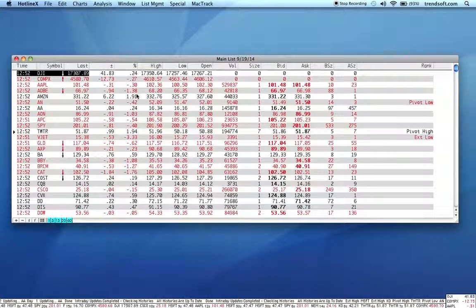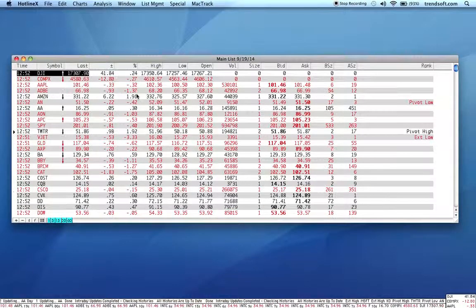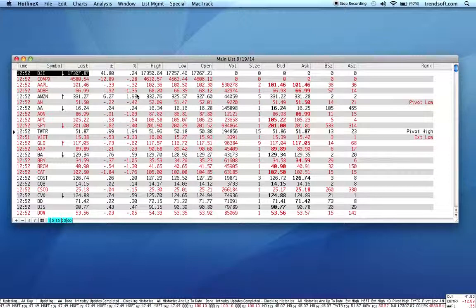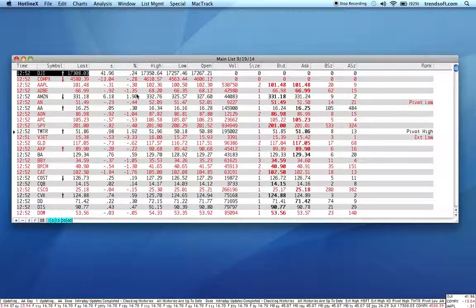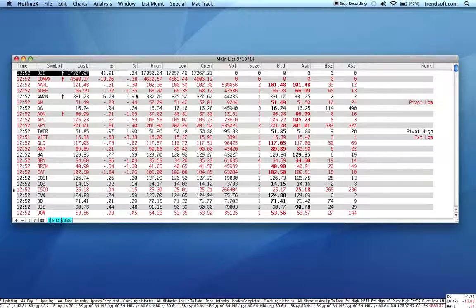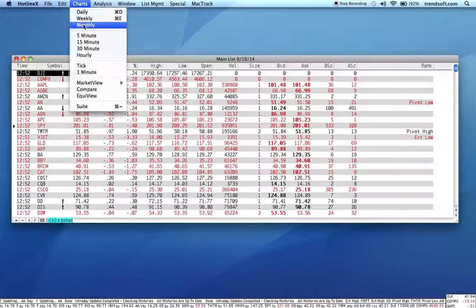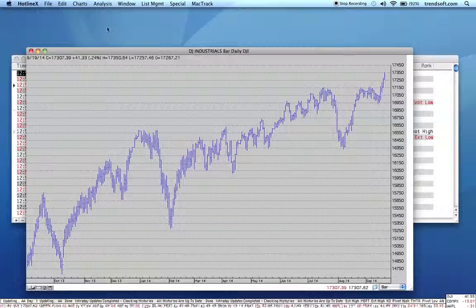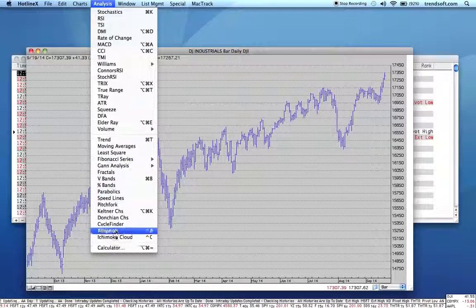Today we will be learning about a Japanese charting system called Ichimoku Cloud. We are using Trendsetter Software's Hotline X to demonstrate the system. It is also available in Personal Hotline for those that do not need real-time streaming charts. Let's bring up a daily chart here and add the cloud to it.